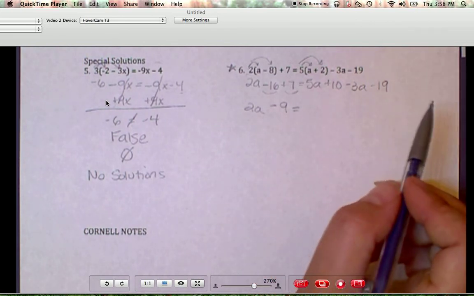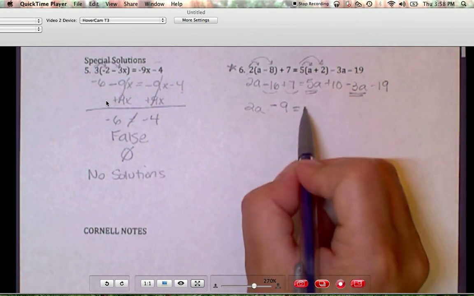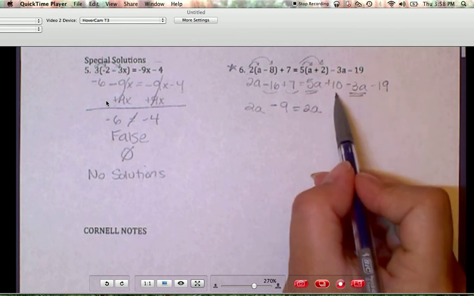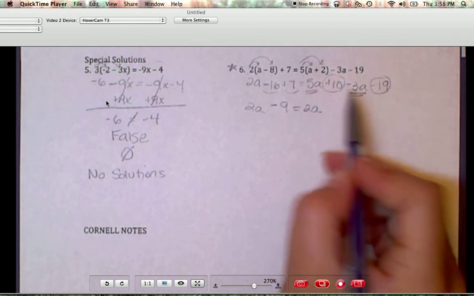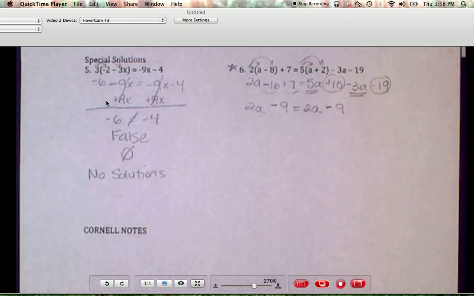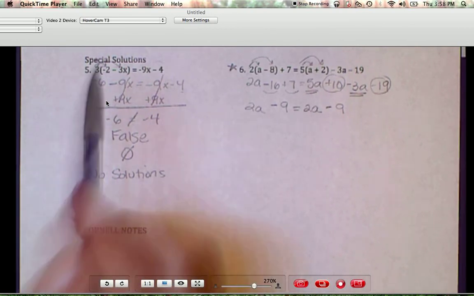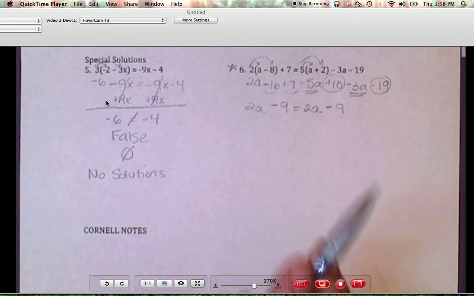What can be simplified here? We've got 5a minus 3a, which gives us 2a, and 10 minus 19, which gives us negative 9. Now I don't want you to stop here even if you know what the answer is. For these special solutions, you'll find that every time the variables are going to drop out, and you need to show me that they drop out.